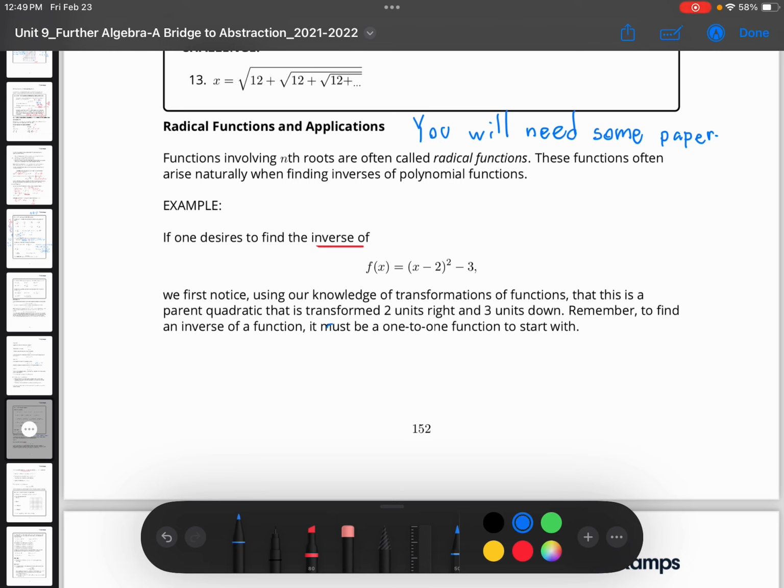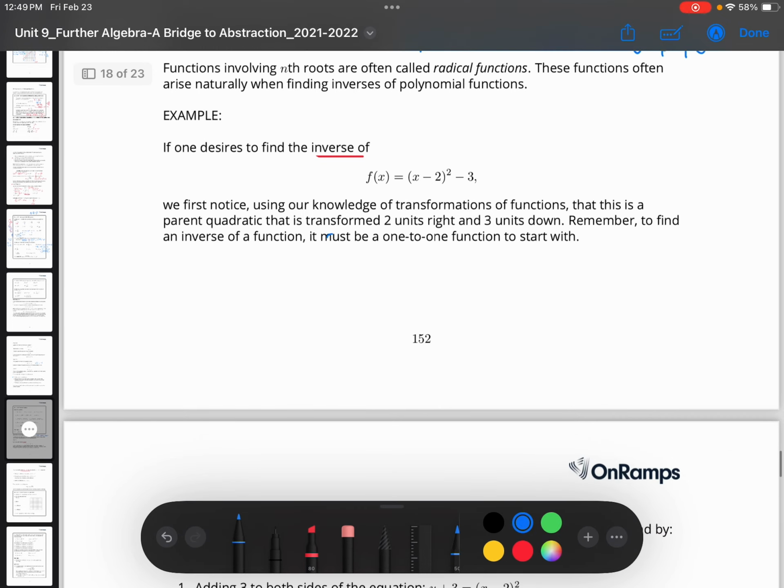the inverse. There's a couple of things that I'm just trying to remind you that we've done in the past. If I were drawing this, if I were to ask you, hey guys, what do you notice about this graph? What do you know about it? Hopefully you would tell me that that means to the right 2. So this would be a parabola. Parent function is x squared. And this is down 3. So again, to the right 2 and down 3.